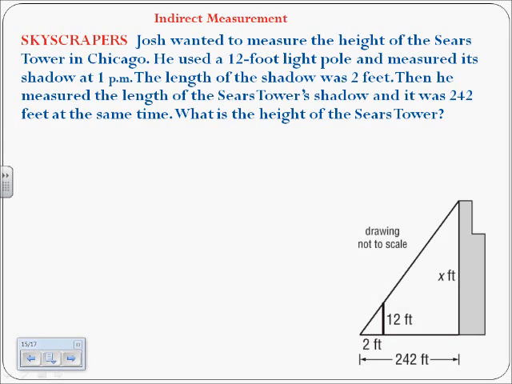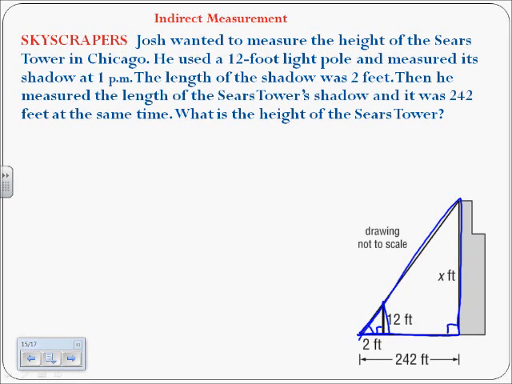So we have this kind of triangle set up here. We know that the pole was 12 feet and that the shadow was 2 feet. We do know that the shadow of the Sears Tower was 242 feet, and we do not, however, know the height of the Sears Tower. But if we take a look at those two triangles, we do have similar triangles, with the angle down here in the corner being congruent, and a right angle here and a right angle here. So therefore, we have similar triangles, which means we can put a proportion together.